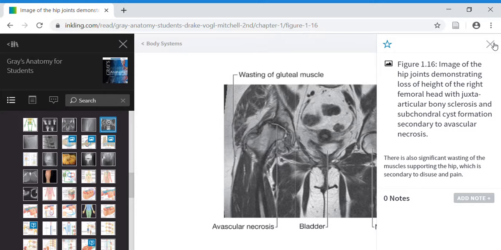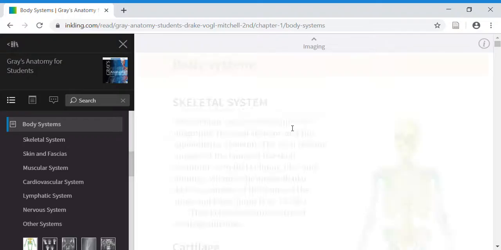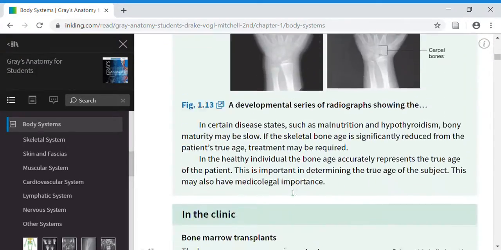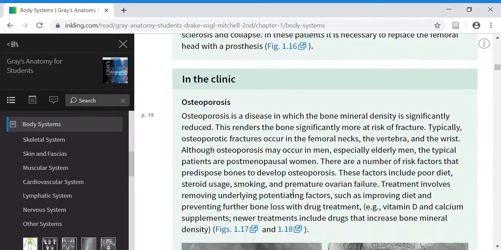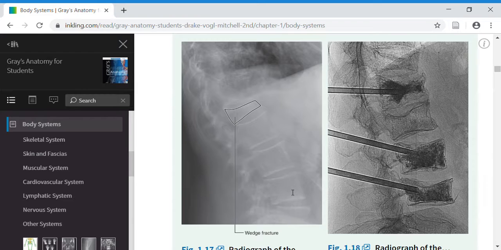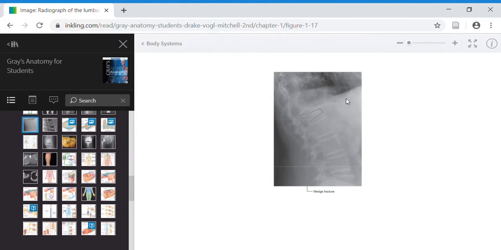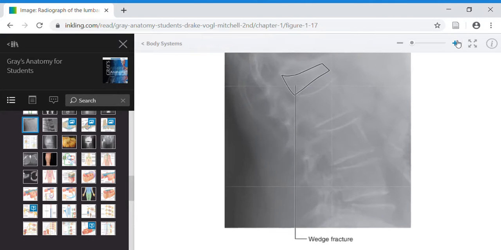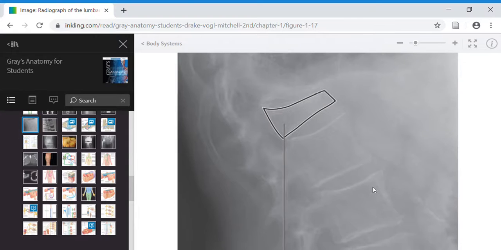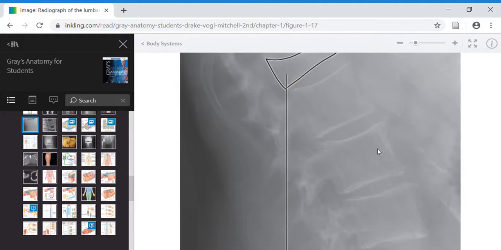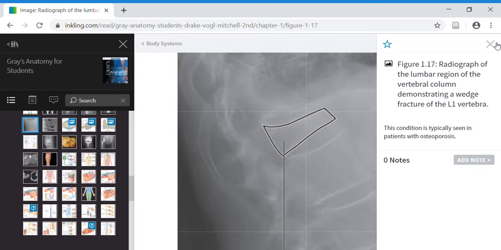So wasting of muscles happens in necrosis, and osteoporosis is another one. This one shows an enlarged image of the vertebral column with a wedge fracture. This is a radiograph of the lumbar region of the vertebral column demonstrating a wedge fracture of the L1 vertebra. This condition is typically seen in patients with osteoporosis.